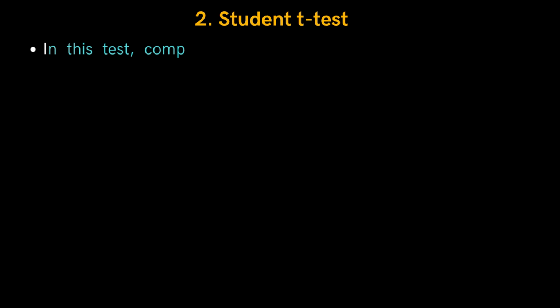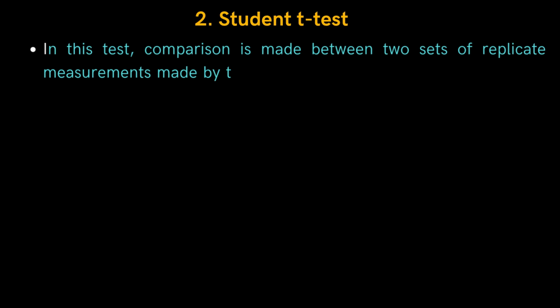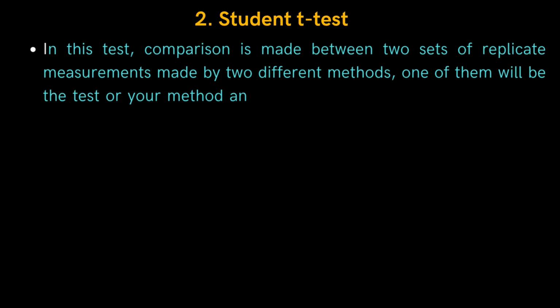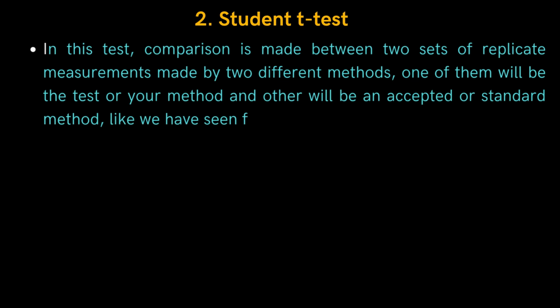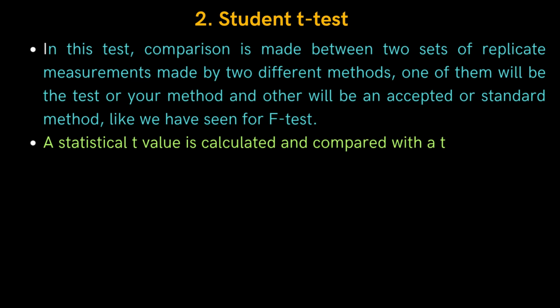Let us see the student t-test, which is another most important topic in statistical analysis of chemical measurements. In this test, comparison is made between two sets of replicate measurements made by two different methods. One of them will be the test or your method, and the other will be an accepted or standard method, like we have seen for the F-test.